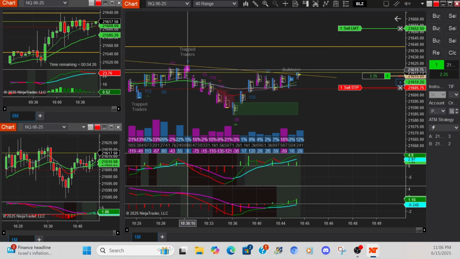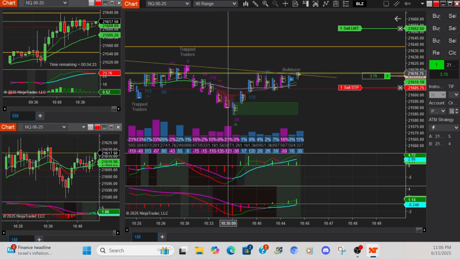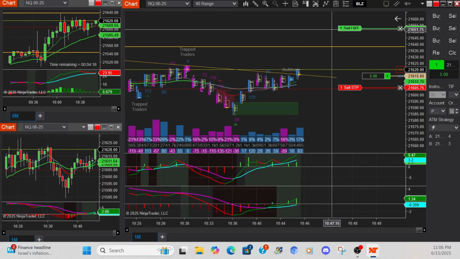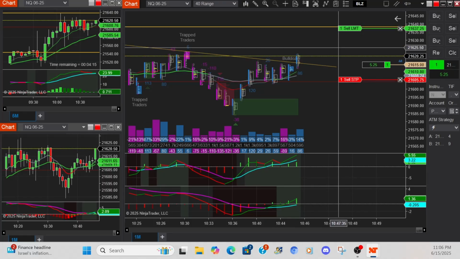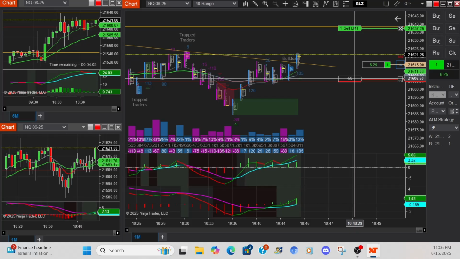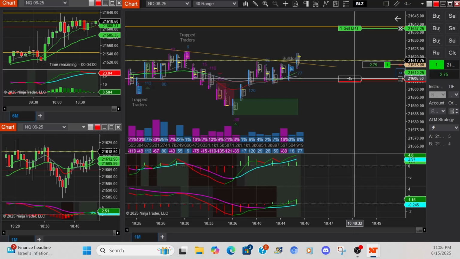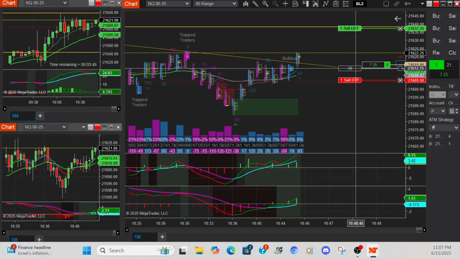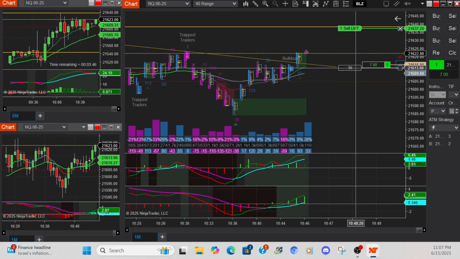We have this trap traders right here to deal with, so this is going to be the little issue. But we crossed, it pushed up a little, came back down. Now it's going back to the upside. All right, let's see what we get. It's pulling back. There it is.